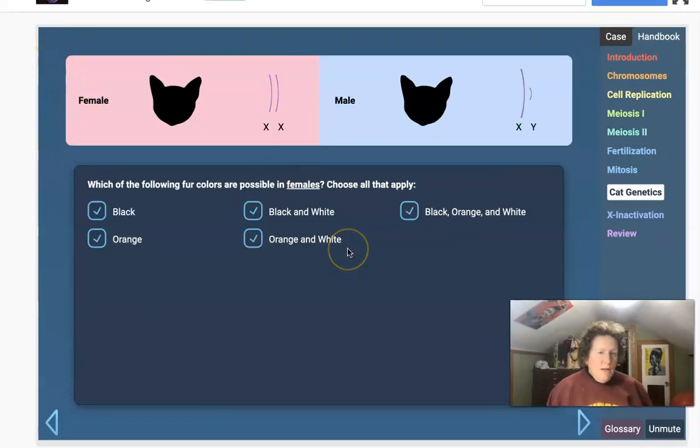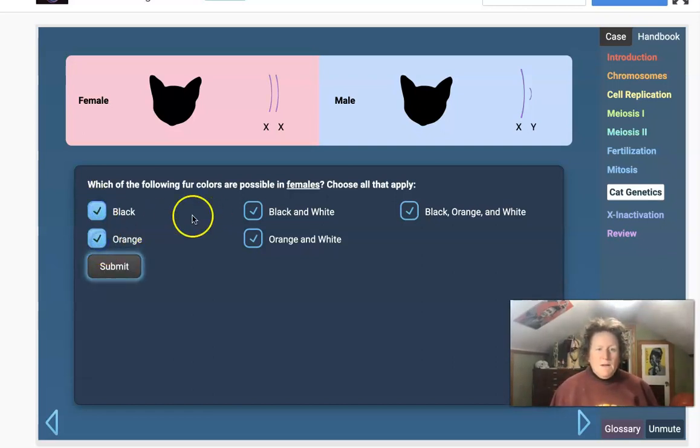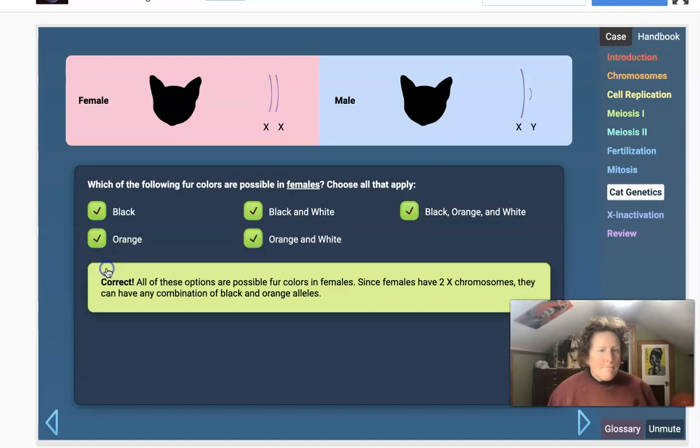The next question asks you what colors are possible in females. Remember, females have two X chromosomes, so they can have one black and one orange. They can have two oranges or two blacks. And they also can have that gene for spotting. So females have a lot more options. Well, at least one more option than males.